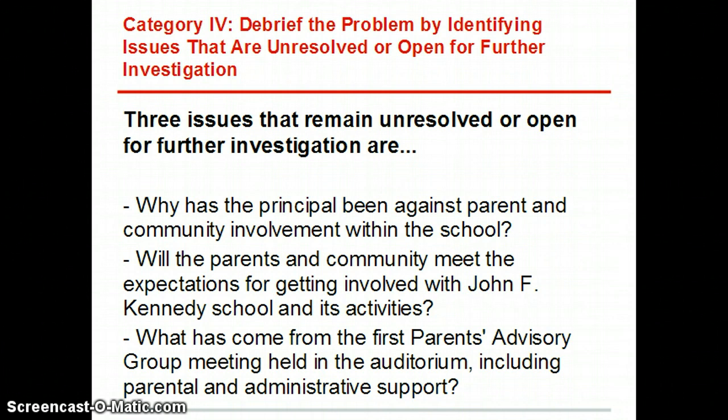Category 4, debrief the problem by identifying issues that are unresolved or open for further investigation. 3 issues that remain unresolved or open for further investigation are: why has the principal been so against parent and community involvement within the school? Will the parents and community meet the expectations for getting involved with John F. Kennedy School and its activities? What has come from the first Parents Advisory Group meeting held in the auditorium, including parental and administrative support?